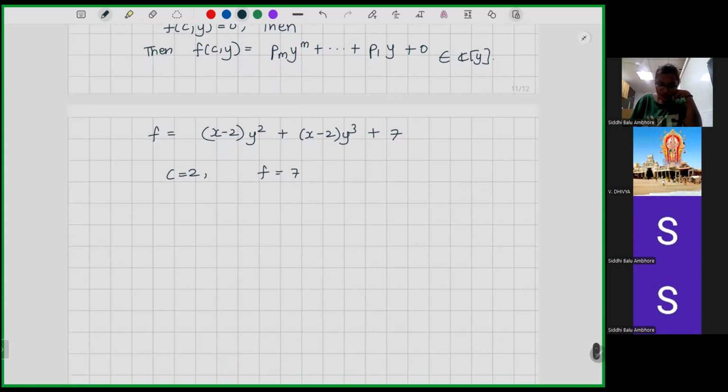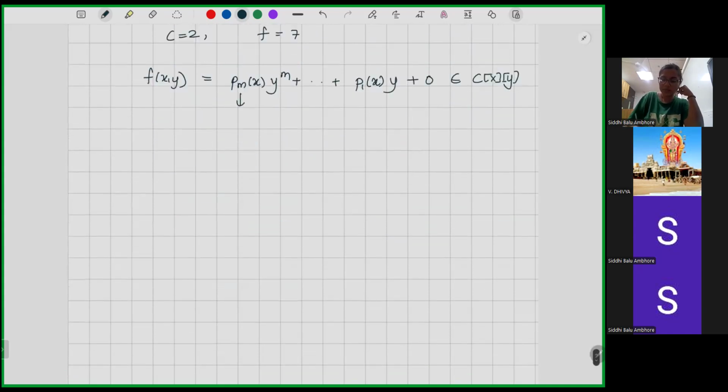But what I can do in that case is, this f of x comma y, when I wrote it in this form, I can write this as p_m of x times y power m, and so on. I mean, what I'm doing is writing this f as a polynomial in Cx y. Now these are m plus 1 polynomials here, and each polynomial will have some zeros.